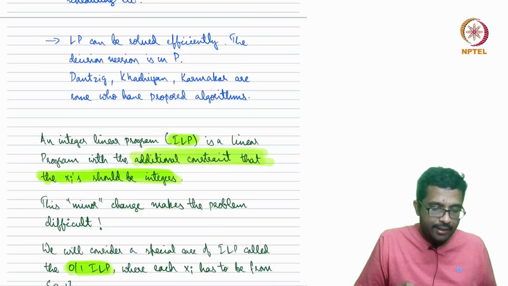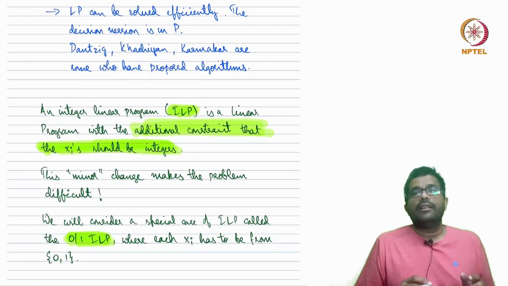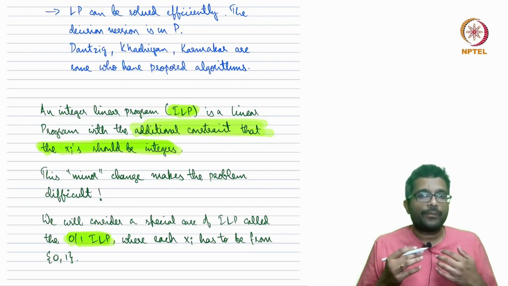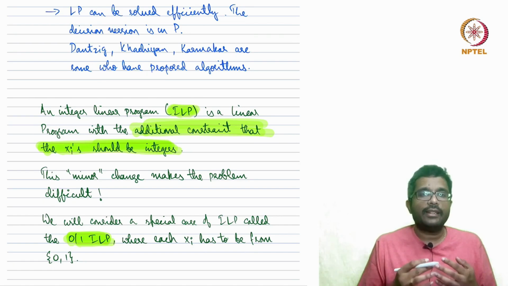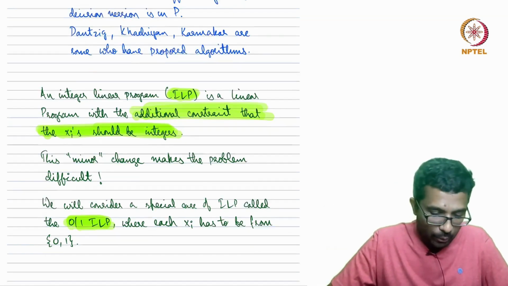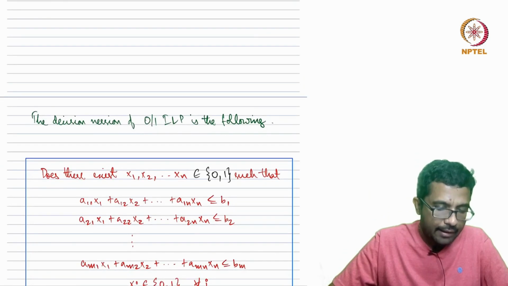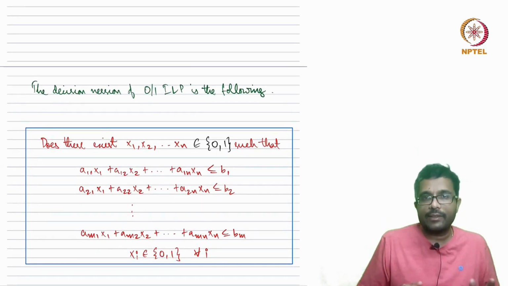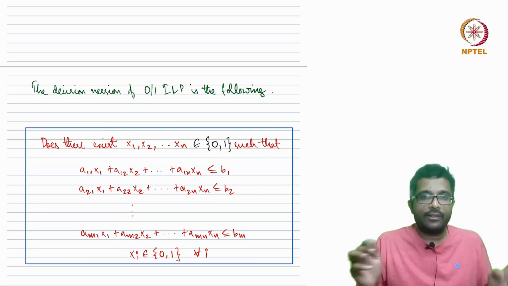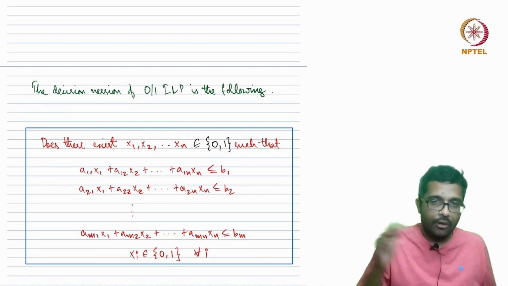And what we saw was integer linear programming, where we have the additional restriction that the x's should be integers, and this actually makes it harder. And what we showed was that 0, 1 integer linear program, which is a special case of integer linear program, where we don't allow any integer, but we are only specifically allowing 0 or 1. We cannot allow anything in between.